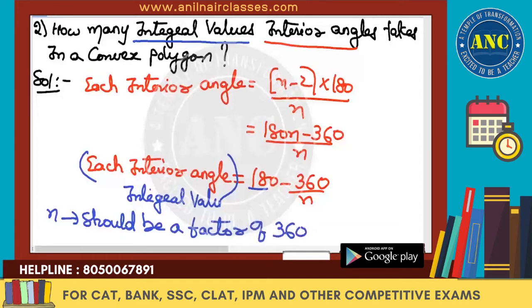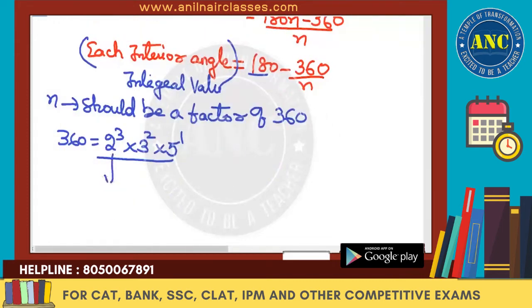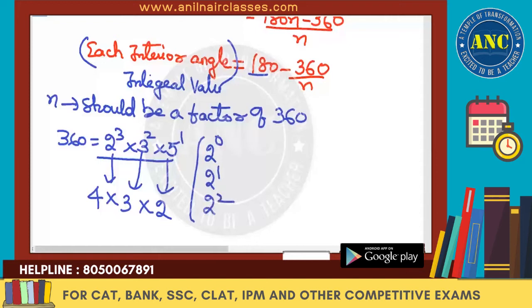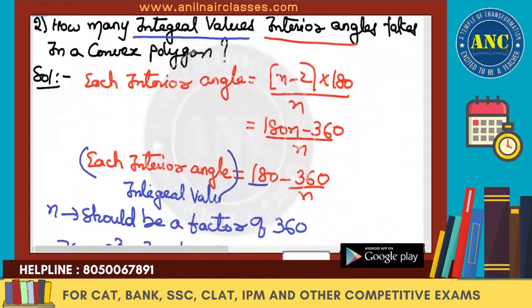If n is a factor of 360, 360 is 2 cube into 3 square into 5 power 1. In prime basis, 8 nines are 72, 72 fives are 360. The exponents plus one give 4, 3 and 2. What are those? For 2 cube, the powers of 2 can be 2 power 0, 2 power 1, 2 power 2, 2 power 3. 3 power 0, 3 power 1, 3 power 2. 5 power 0, 5 power 1. So I will get 24 values.